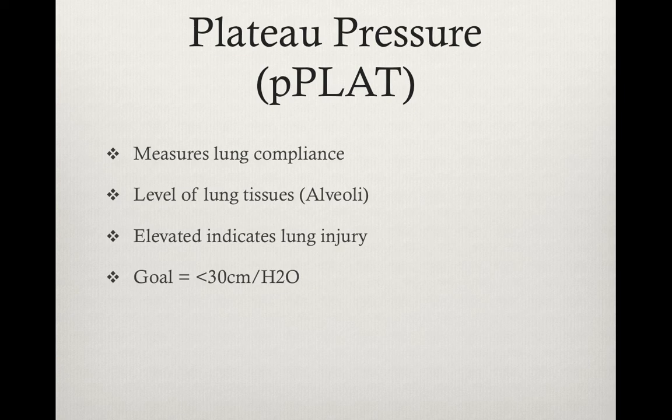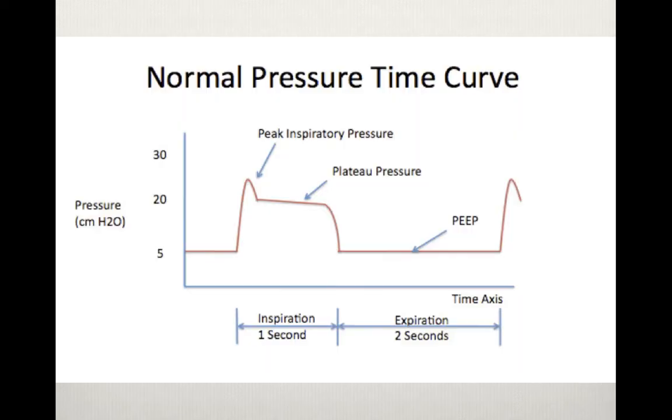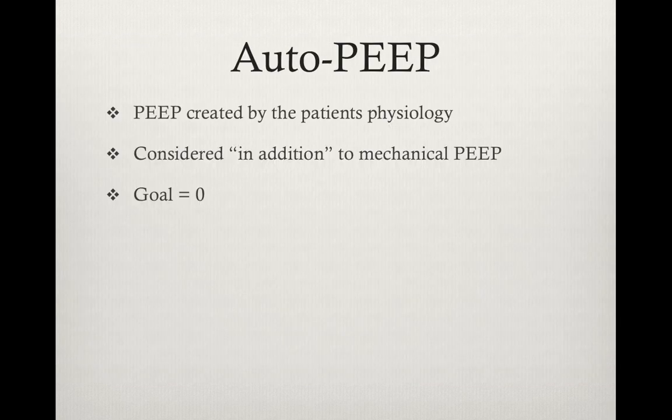And this is the level of lung tissues, so alveoli, parenchyma, etc. So if I have an elevated plateau pressure, that's going to tell me I'm causing damage to lung tissue itself, and my goal is to maintain my P-plat less than 30 centimeters of water pressure. So we're going to hit that peak inspiratory pressure. We're going to perform an I hold maneuver for about 2 seconds. And then that's going to measure out a plateau pressure, and that's going to tell me actual compliance of lung tissues, and we want that less than 30 centimeters of water.